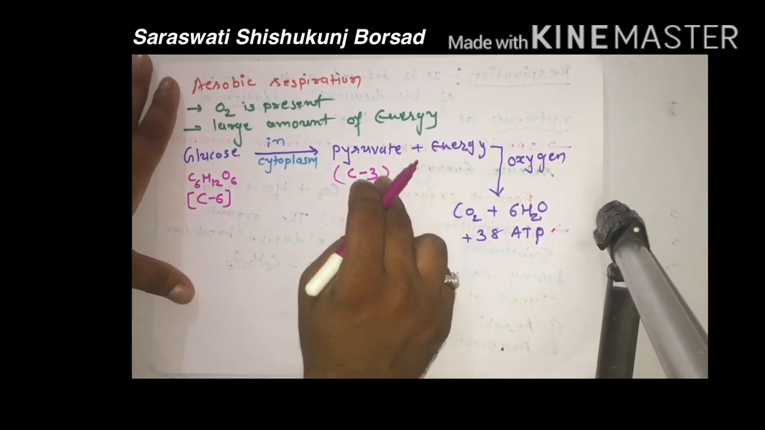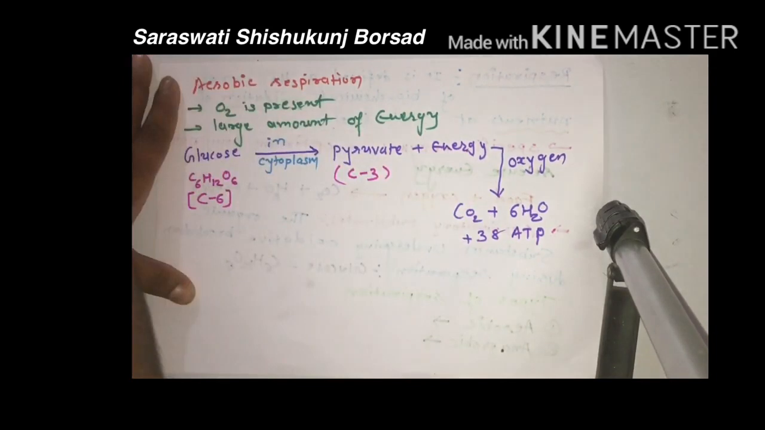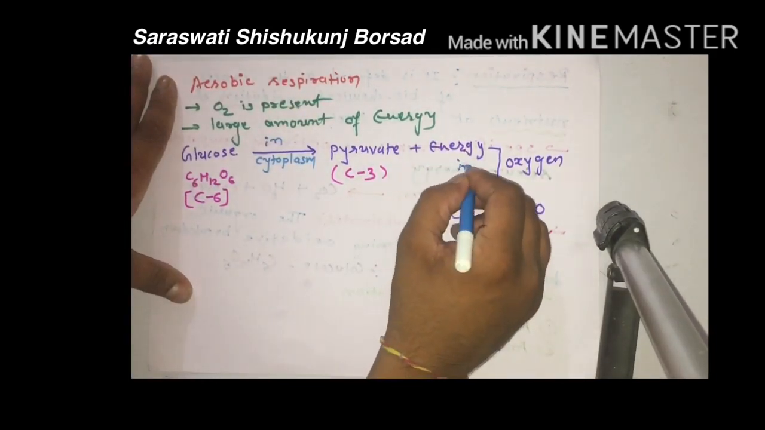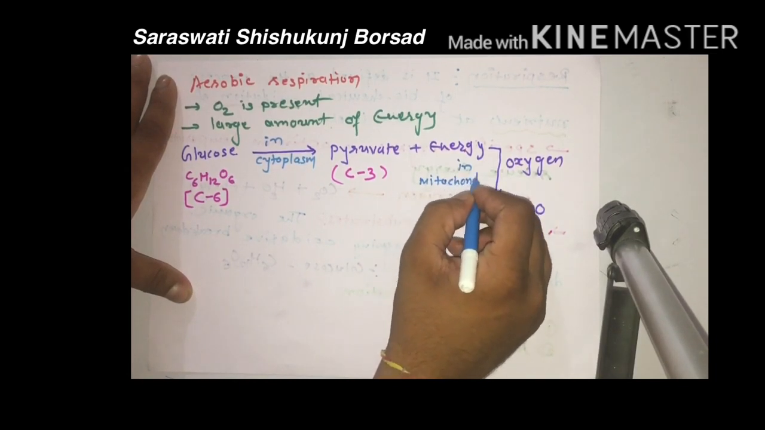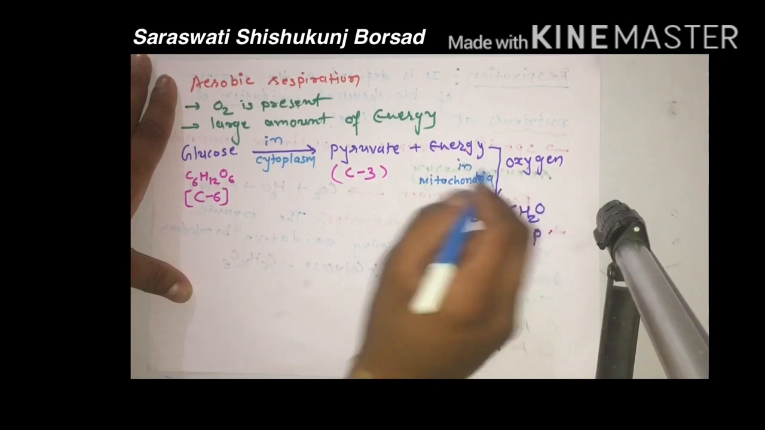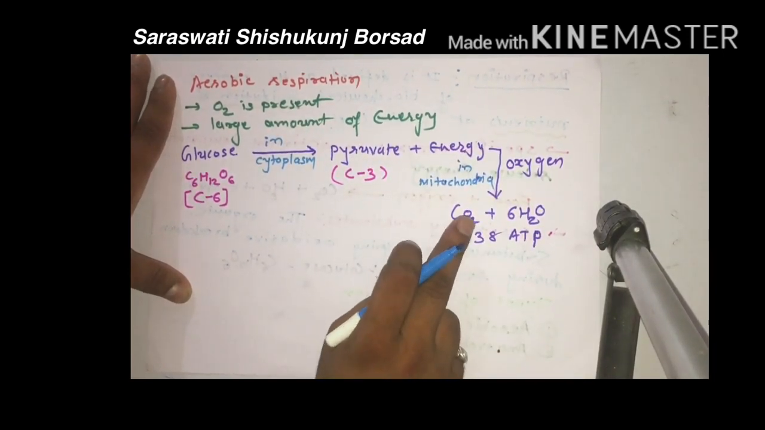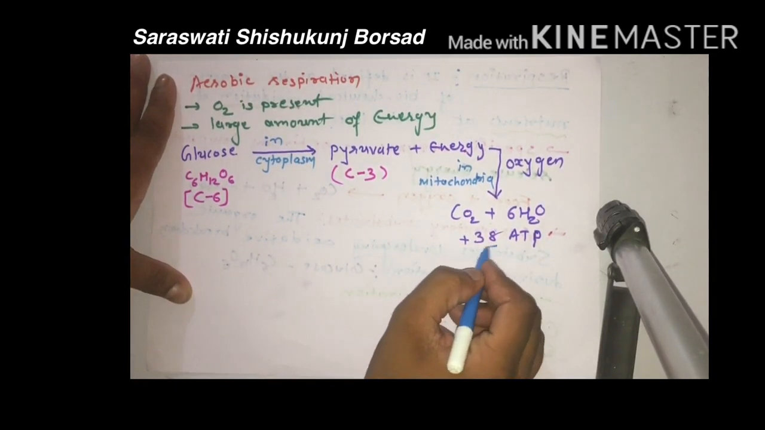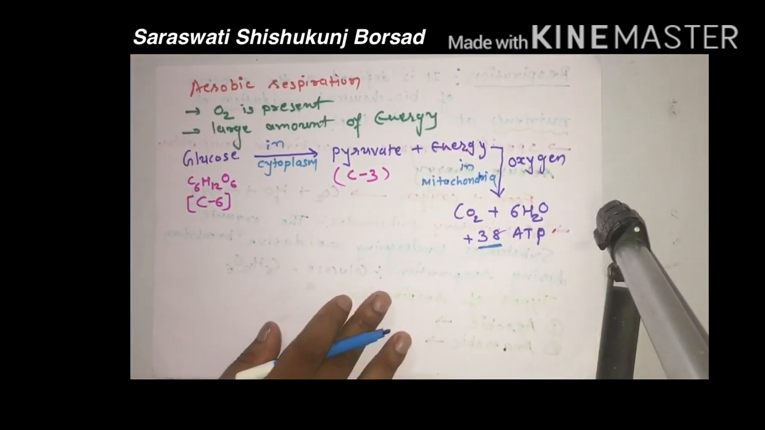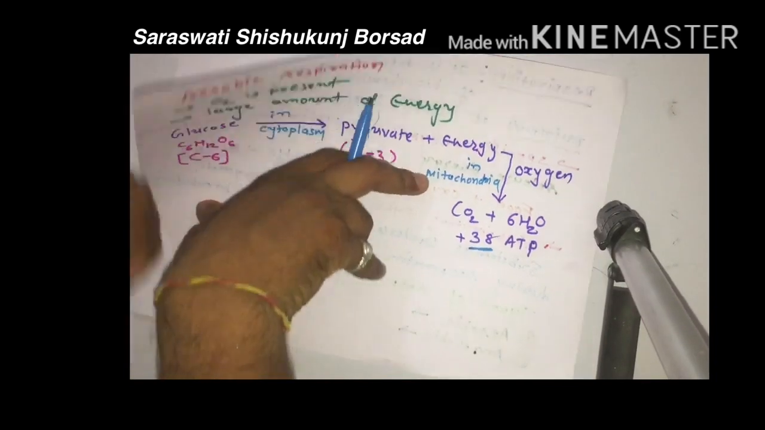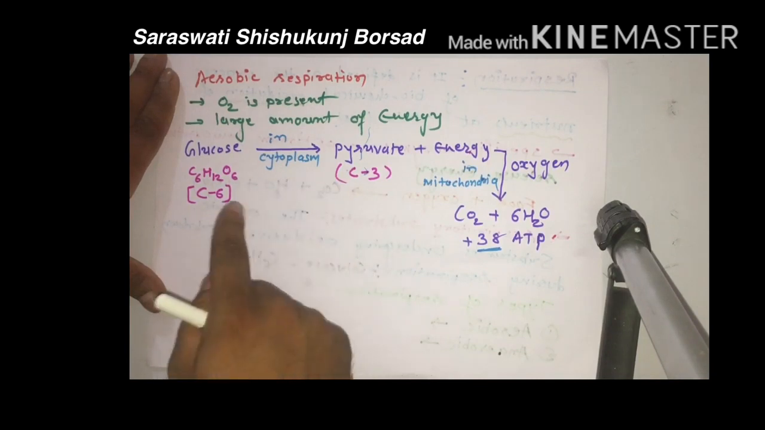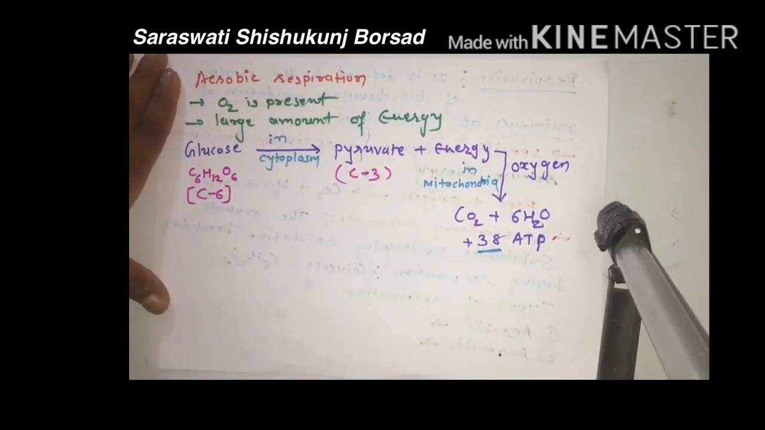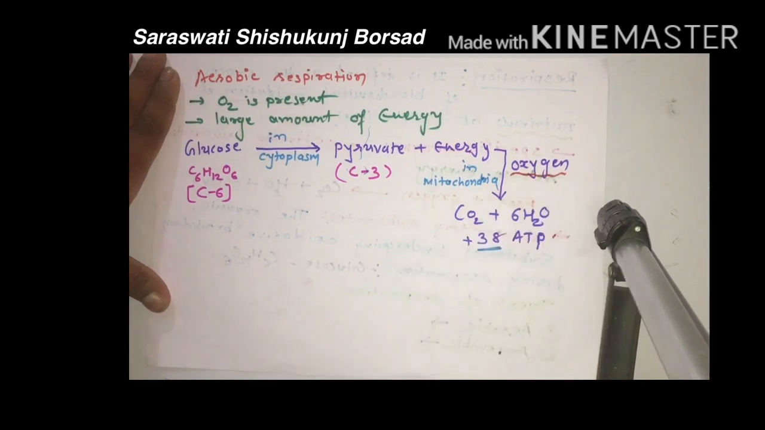Now this pyruvate will get oxidized in mitochondria, and it will release carbon dioxide, water, and 38 ATP. We know the full form of ATP, that is adenosine triphosphate, right? So this way respiration is done. Here oxygen is present, so it is called aerobic respiration.